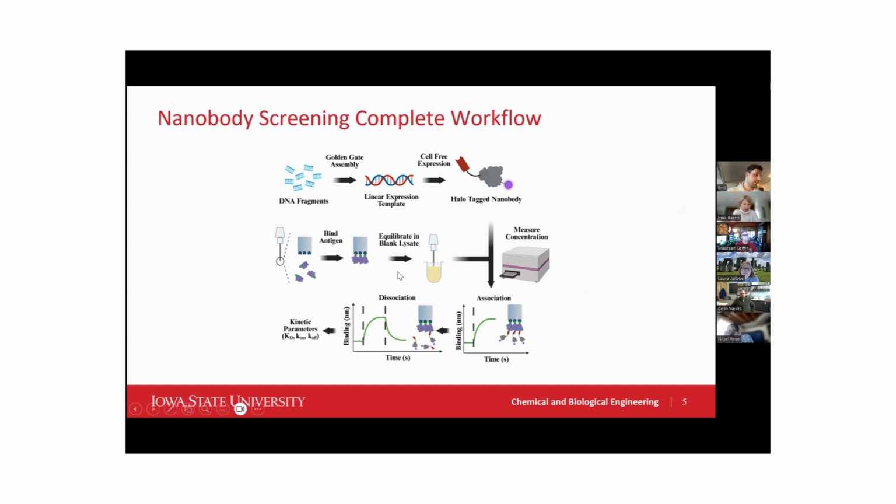To characterize it, I first take my BLI biosensor and immobilize the antigen onto the end of the biosensor, and then I equilibrate that biosensor in blank lysate for a few hours. Once I have that, I dip the biosensor back into solution with my nanobody to measure the association, and then put it back into blank lysate to measure the dissociation. From those curves, you can calculate your K on and K off, and then your affinity parameter, being the KD value.